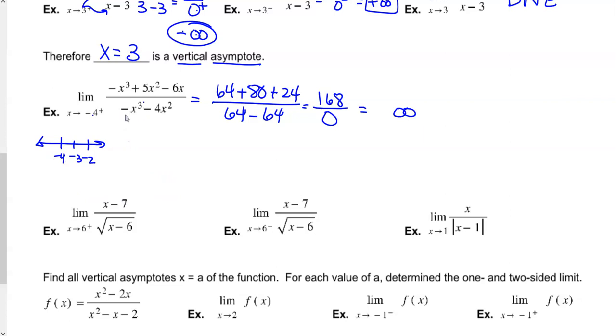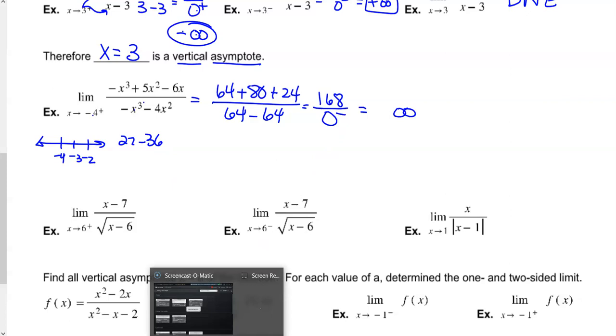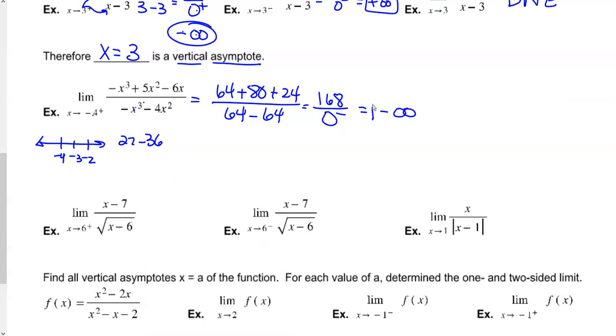If I plug -3 in here, -3 cubed is -27. The opposite of that would be 27, minus -3 squared is 9, times 4 is 36. I don't care about the number of that. I just care that it is negative. Therefore, a positive divided by a negative gives me a negative infinity. Now, because I got negative infinity, that tells me that x equals -4 is a vertical asymptote. So you want to make sure that you note that as well.